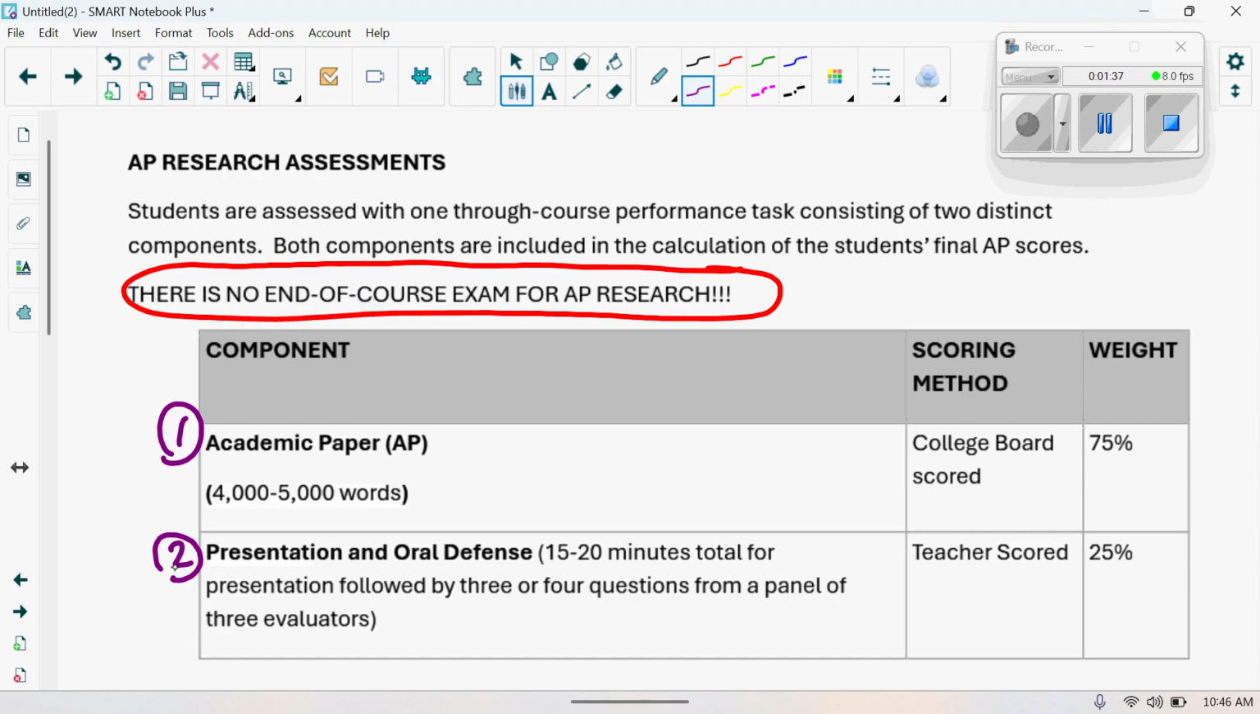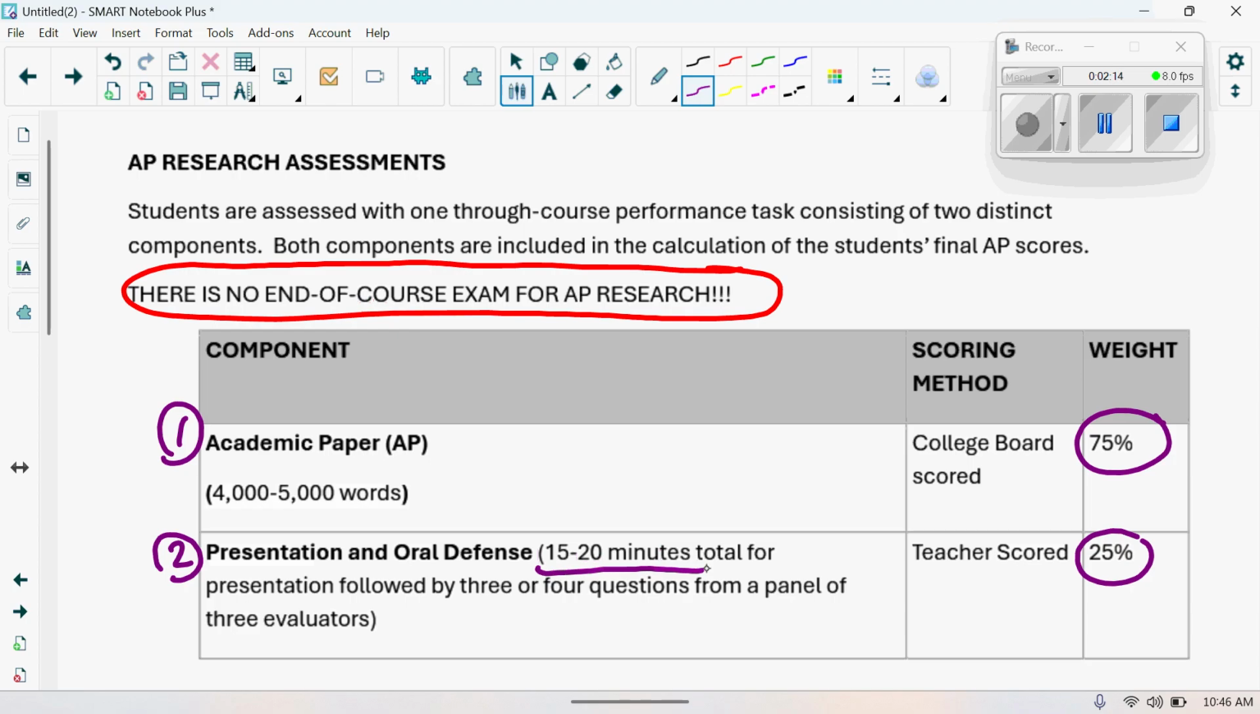But I want you to know that the scoring is a 75% weight for the academic paper, and a 25% weight for the presentation. So you're going to be writing the paper and doing the presentation. The College Board will score your paper, and then your teacher or teachers will score your presentation. The presentation will be about 15 to 20 minutes in length. It will be an individual presentation, and it will be followed by 3 or 4 questions from a panel who will be listening to your presentation.